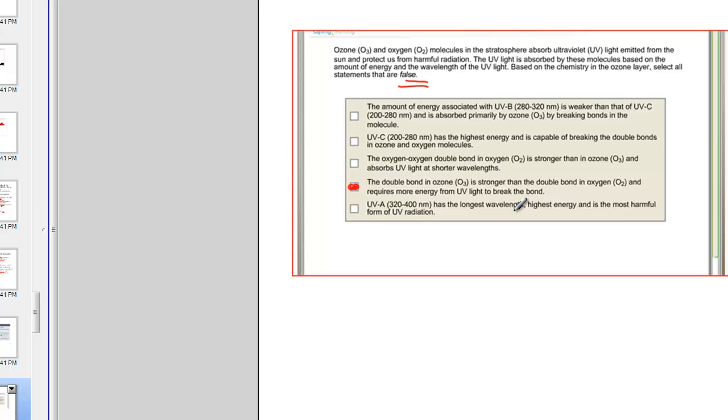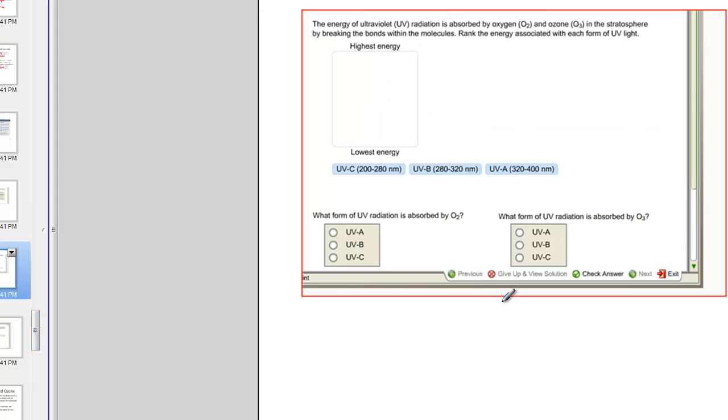UVA has the longest wavelength, highest energy, and is most harmful. That is not true. We determined UVC to be the most harmful. And we can continue, but you get the idea. I'm not going to do every one of your homeworks, but we're just looking at who has the lowest energy, who has the highest energy. Of course, the lowest energy we know to be UVA because it has the longest wavelength. The highest energy is UVC because it has the shortest wavelength.